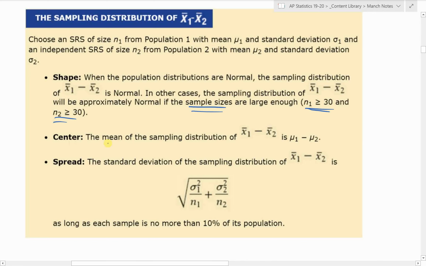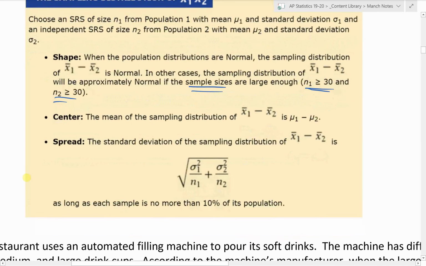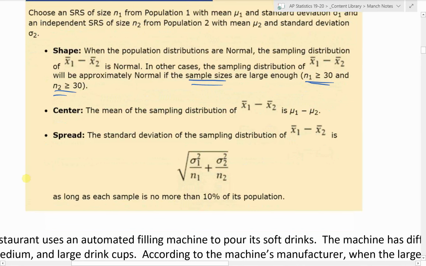The center, the mean, will be given by just the difference of the population means. Okay, the average difference of sample means is exactly equal to the actual difference of population means. And the spread is described by the standard deviation using the formula that we just talked about on the previous page here, as long as no more than 10% of the population is in each sample.